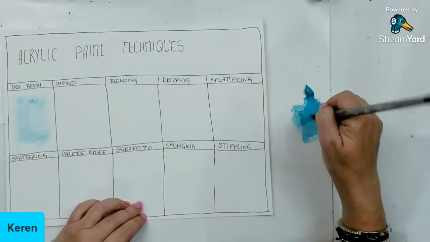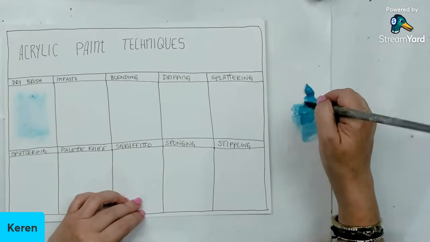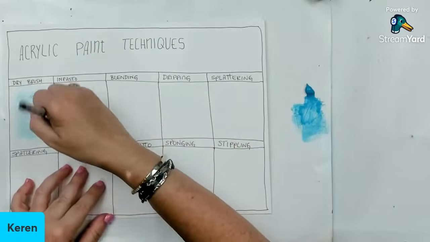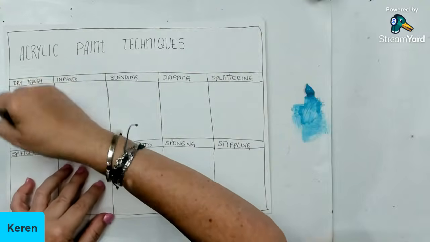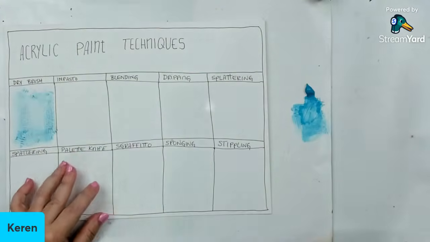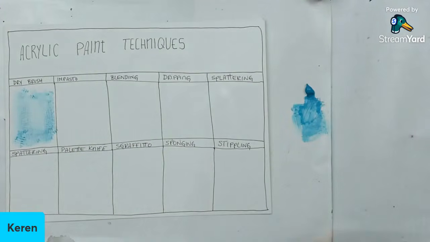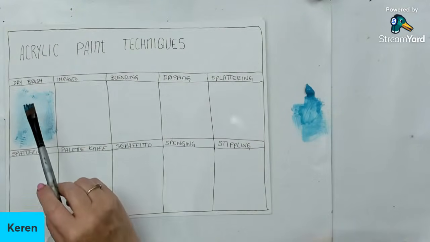Again, I'm going to blend in, and just add. Now, the dry brush effect is really good for adding texture, and also scratch marks.